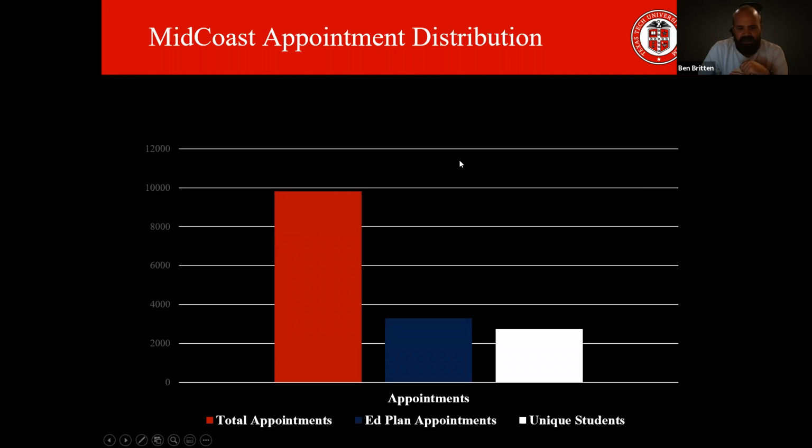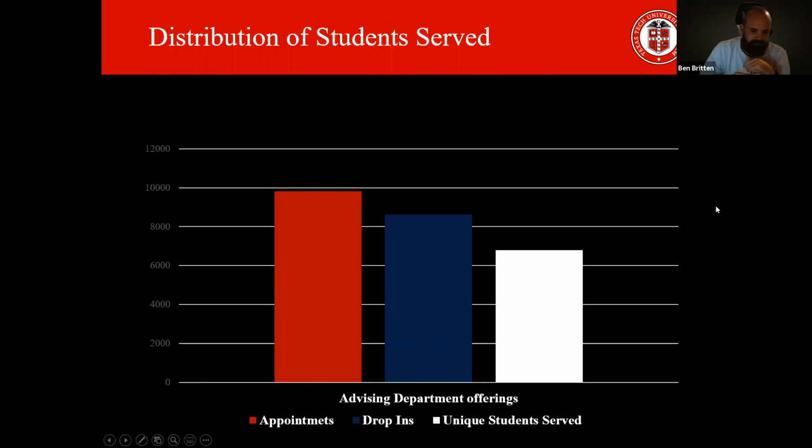So this graph here kind of ties it home. Here's the total appointments we offer, or were booked, excuse me. Here's how many were ed plan. You see, that's about a third. And that's how many were unique students, so even less. This is my favorite graph. Here's how many appointments were offered, that 9,800 or so. This is all at Midcoast College.